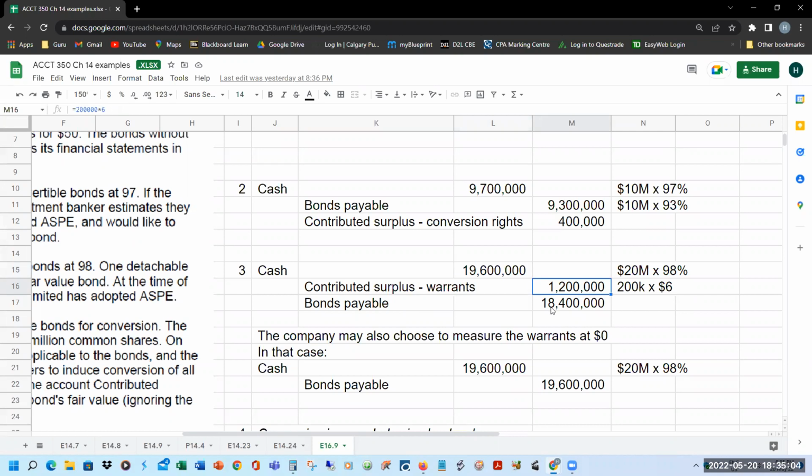and the difference gets recorded as bonds payable. Now, had the company been following IFRS, it would have to allocate an amount towards contributed surplus warrants. Unlike ASPE, IFRS doesn't give any choice to companies in this matter. As I said, because the company reports under ASPE, they could choose to measure the warrants at $0, in which case the entire $19.6 million would have been recorded as a liability.